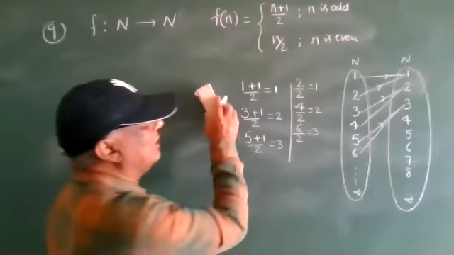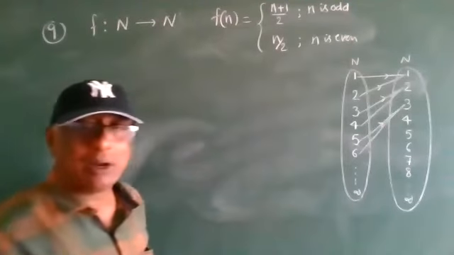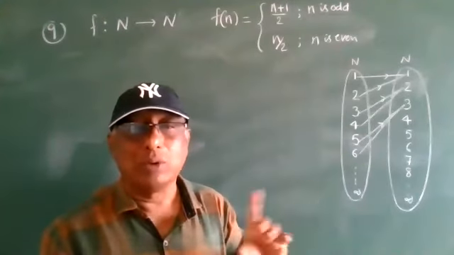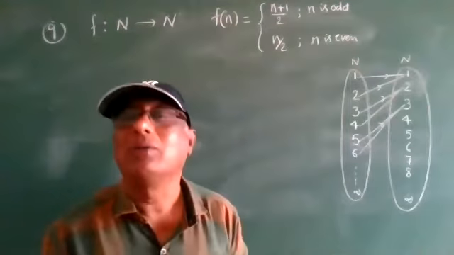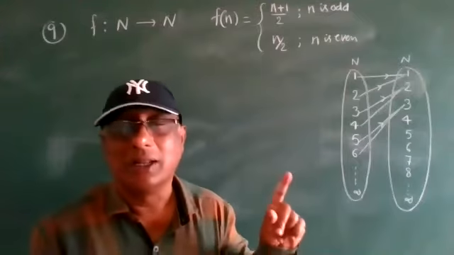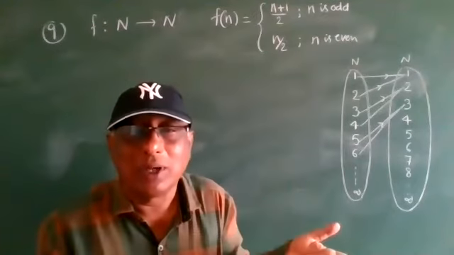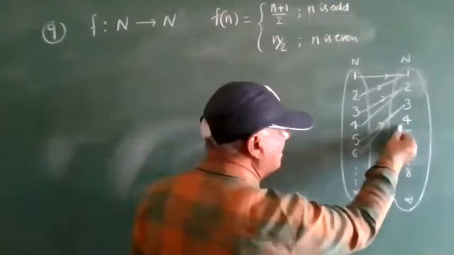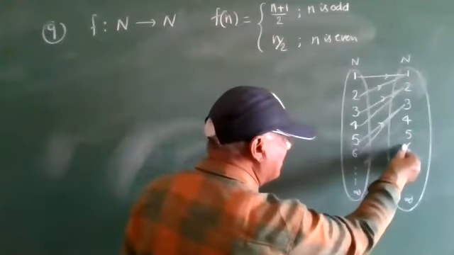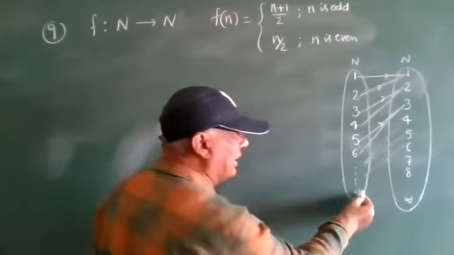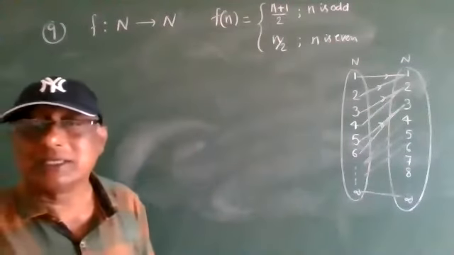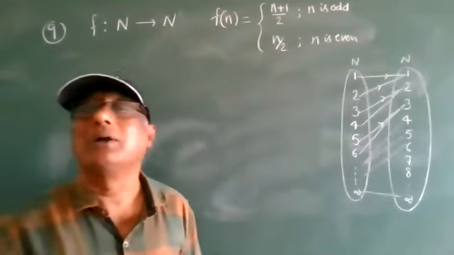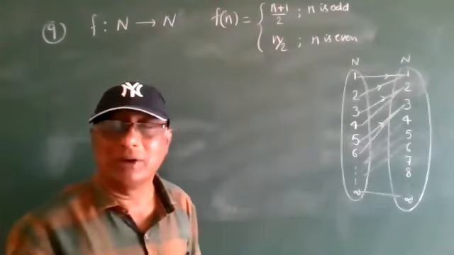What do we understand? One element has one image, another element has two images, so it is not one-one. Very good, Nichal. What about onto? See, every element has a mapping: 4 also has, 5 also has, 6 also has, and 7 up to infinity have mappings. So it is onto. Very good, Vasuraj.